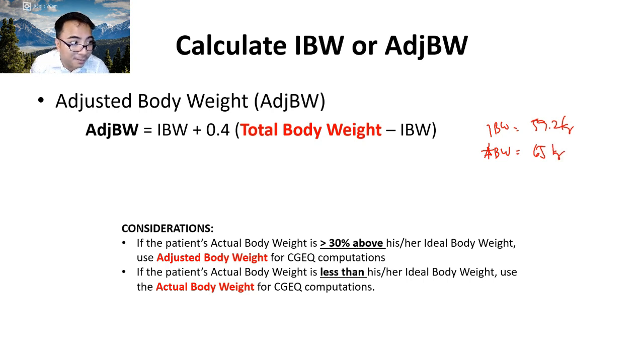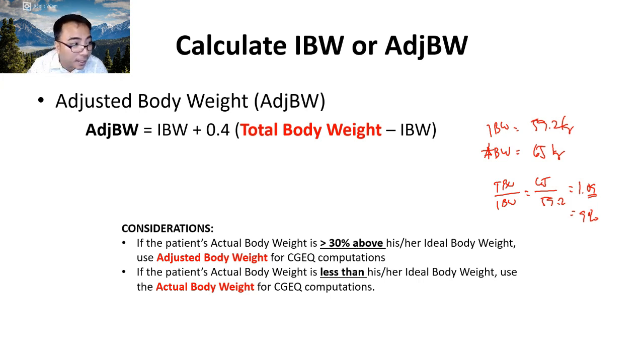So, am I 30% higher? Okay, normally class, when you do that, that's just TBW divided by IBW. So that's 65 divided by 59.2. Hindi pa. Okay, 1.09. I'm only 9% higher than my ideal body weight. So, goods pa yung 65 kilograms ko. Okay, I'm still good. Maybe I'm a little overweight, pero not that much pa naman. Okay, so yun siya.